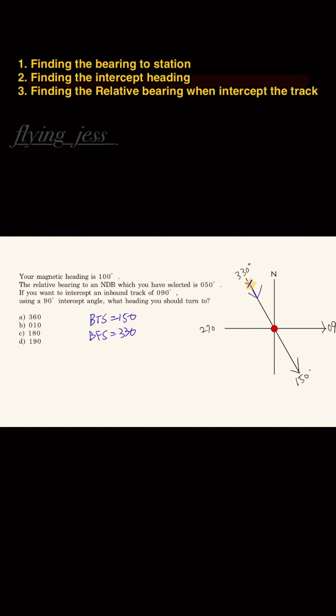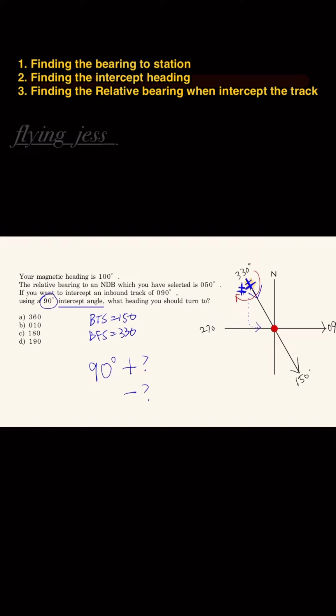Next, I want to intercept 090 to the station. I want to head to 090, so we will go this way. I want to use a 90 degree cut angle to go there. But do I want to add 90 or subtract 90? That is the question. I am on the left side of the track I desire, so I need to steer to the right to intercept.